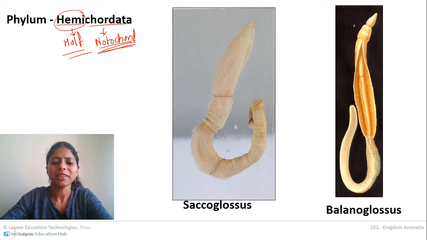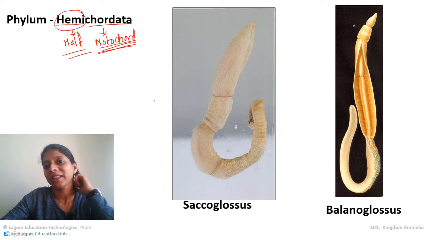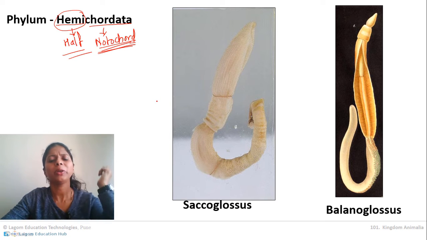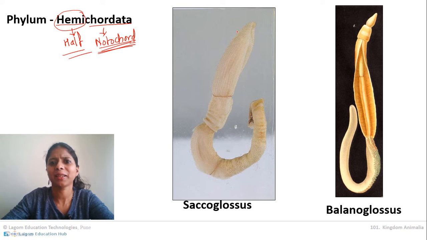Now when we consider Saccoglossus and Balanoglossus, these names are not very common to us. We are not familiar with these names. Even the animals have somewhat different structures. This is basically Saccoglossus, a laboratory specimen of the animal. It is highly difficult to see these animals.